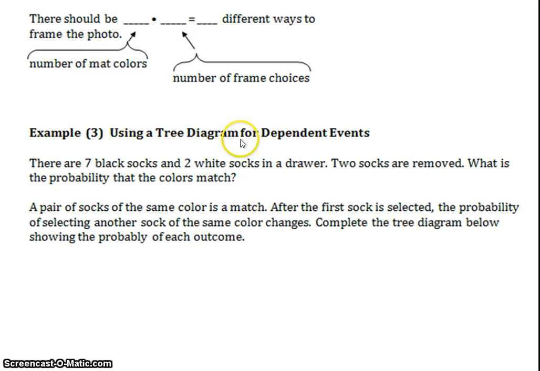We're going to use the tree diagram for dependent events. Let's say that there are 7 black socks and 2 white socks in a drawer. If 2 socks are removed, what's the probability that the colors of those socks match? A pair of socks in the same color is a match. After the first sock is selected, the probability of selecting another sock of the same color changes. They're dependent. Complete the tree diagram below, showing the probability of each outcome.